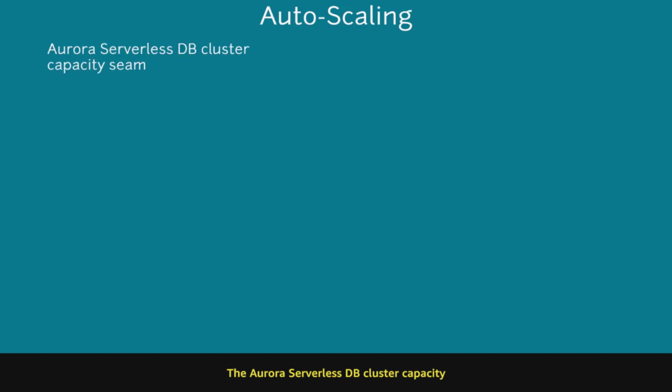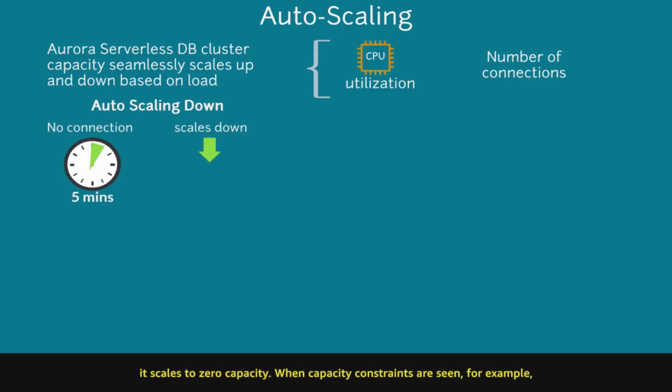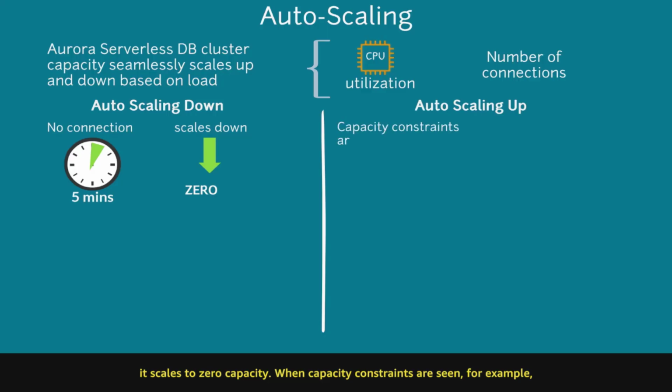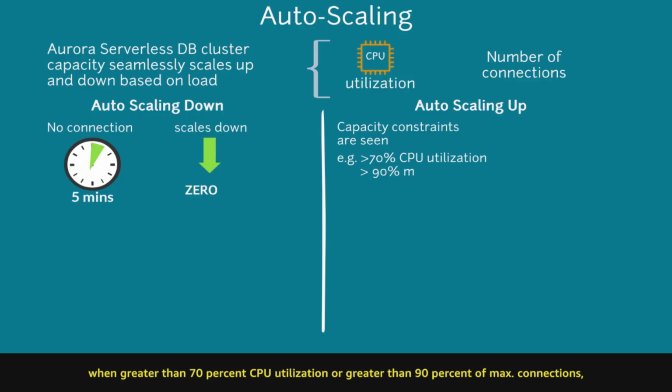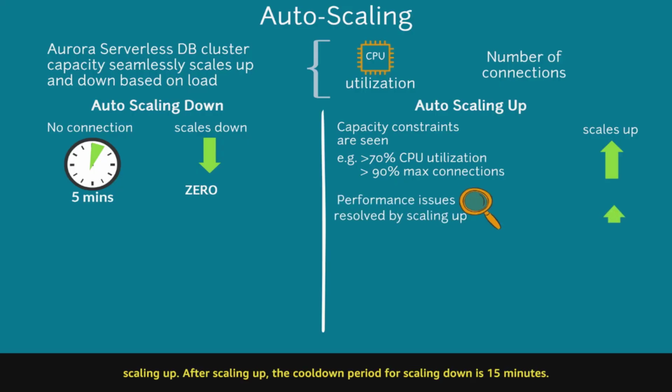The Aurora Serverless DB cluster capacity seamlessly scales up and down based on the load, that is the CPU utilization and number of connections, generated by your client application. When there are no connections for a 5-minute period, it scales to zero capacity. When capacity constraints are seen, for example, when greater than 70% CPU utilization or greater than 90% of max connections, Aurora Serverless scales up. It also scales up when it detects performance issues that can be resolved by scaling up.